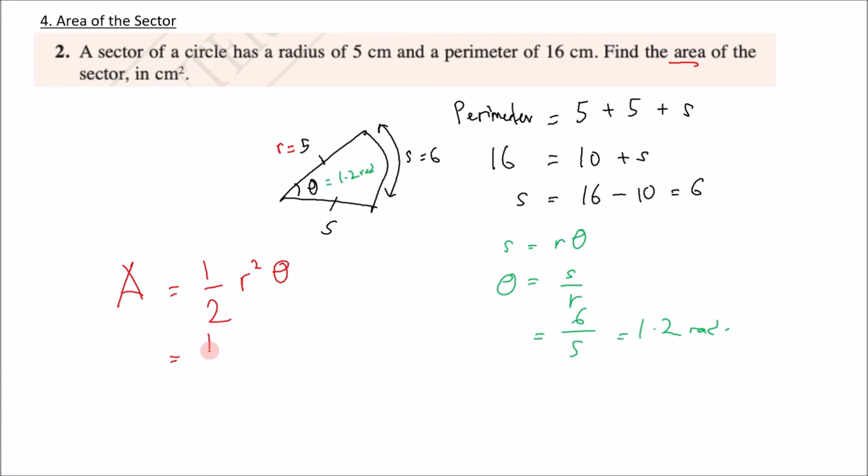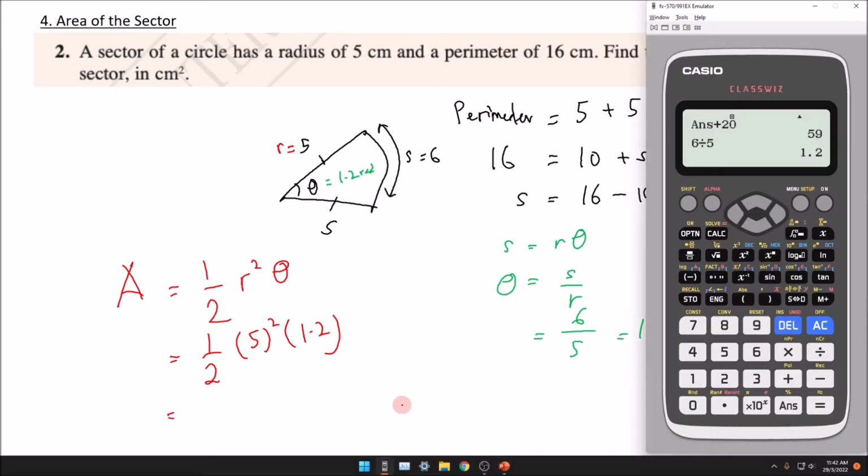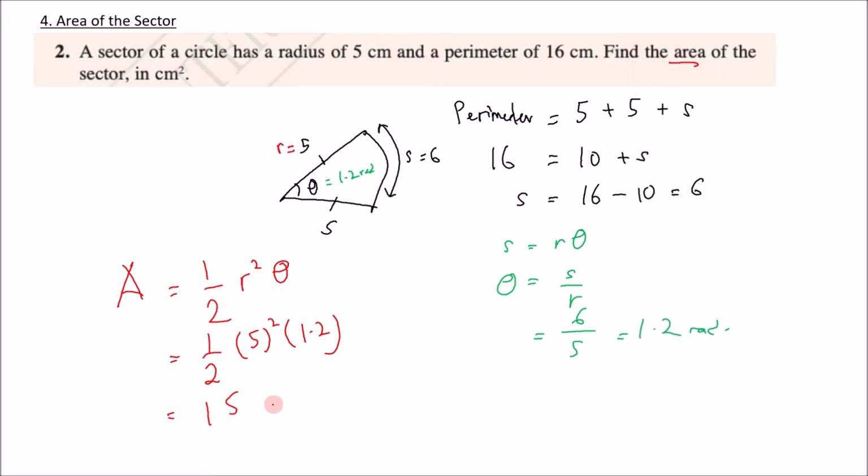Okay, so we can use the formula to find the area. 1 over 2 times the radius 5 square, theta is 1.2 radian. Then we can use the calculator. 1 over 2 times 5 square times 1.2. Okay, we get 15 cm squared. That's the final answer.